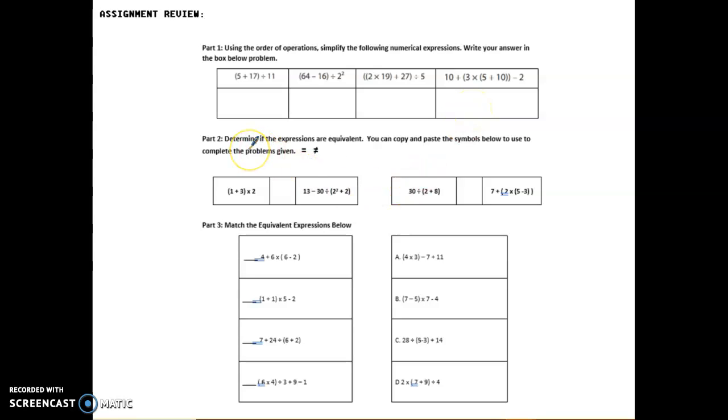Part 2 is determining if those expressions are equivalent. So you're looking at this expression on the left, just like we just did in the last example. You'd simplify this answer, and then in the middle, this is the box where I'm looking for your answer. So you would either type in equal or not equal. Now I understand that some of you may not know where the not equal sign is, this little equal sign with the slash. So what you can do is you can highlight it, copy it, and then paste it down into the box, okay? And the same for the second example. So you're going to simplify both sides and compare.